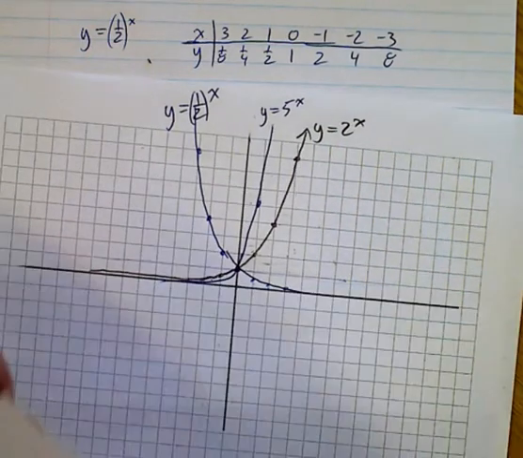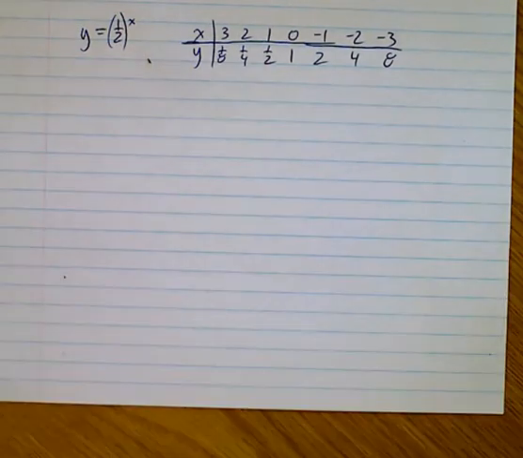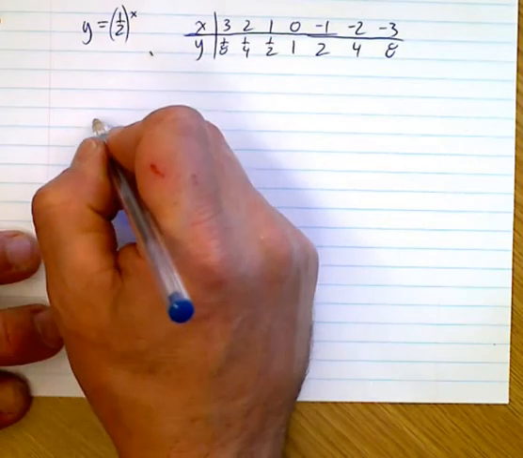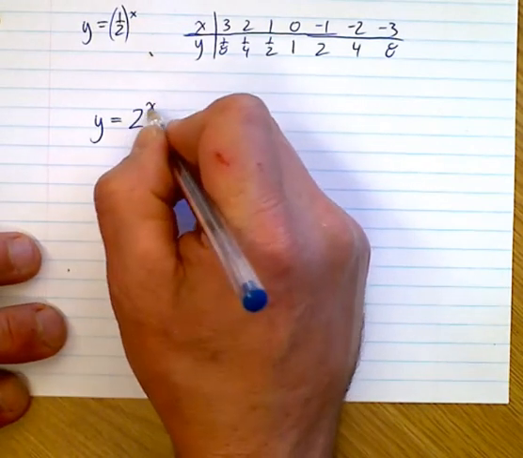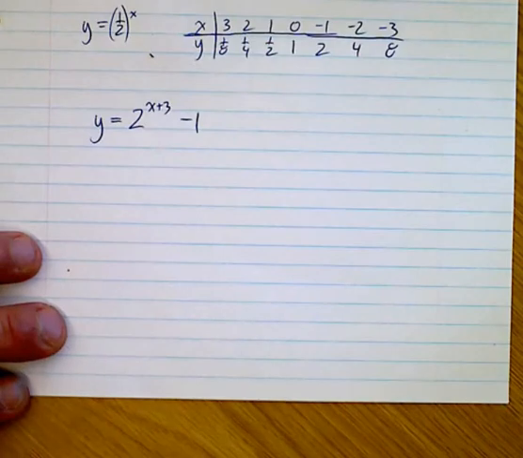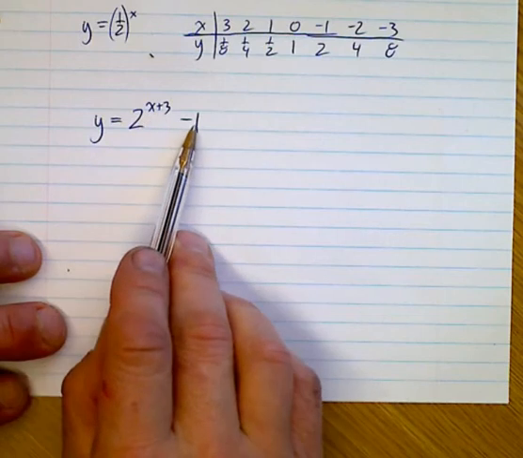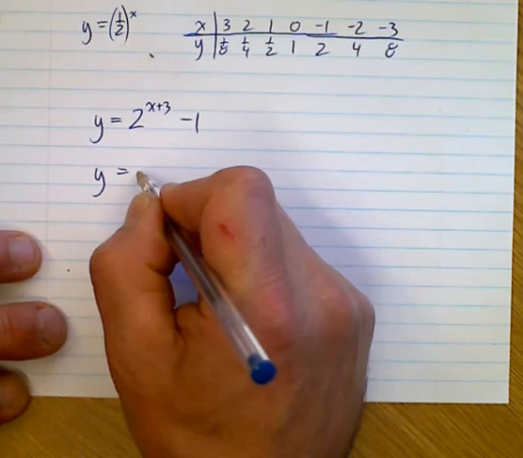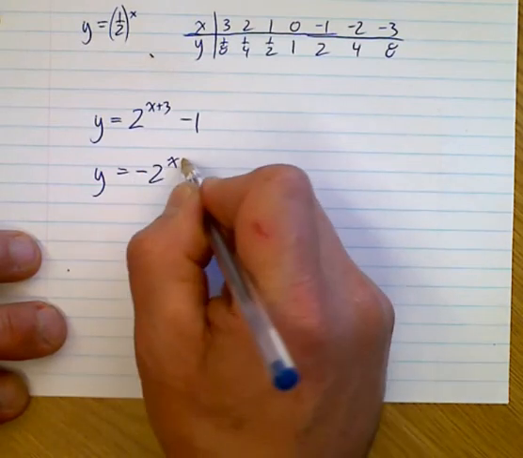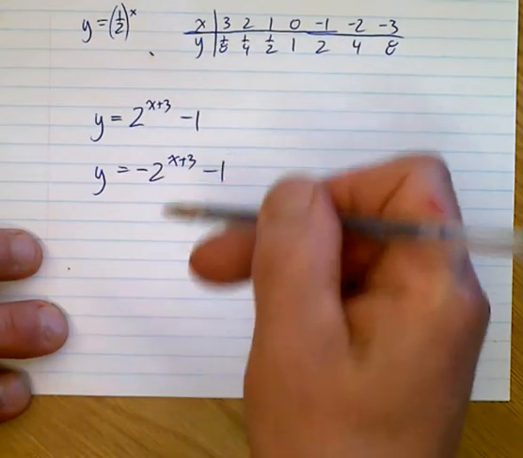Do not forget that your transformations still work in exactly the same way, okay? So if I was going to give you now an equation that looked like this, y is equal to 2 to the power of x plus 3 minus 1, okay? Like we said before, left 3 and down 1. If I had y is equal to -2 to the power of x plus 3 minus 1. Well, the negative on the outside means it reflects over the x-axis, right?